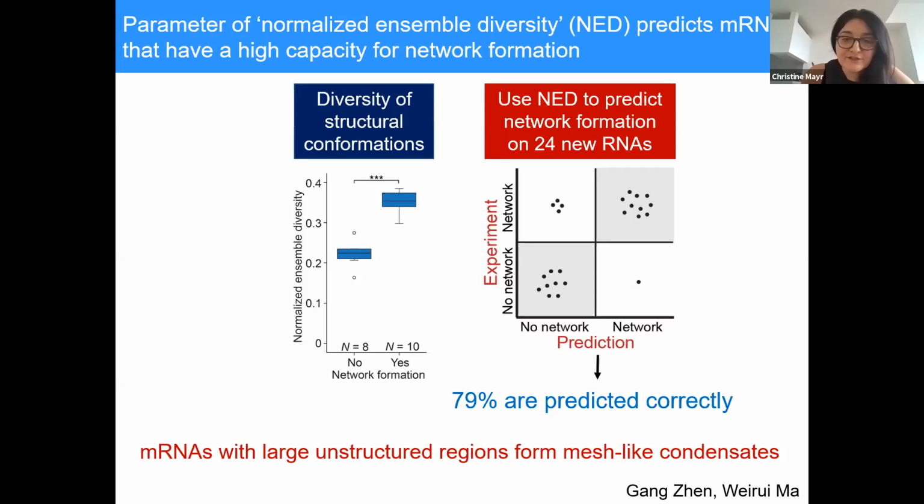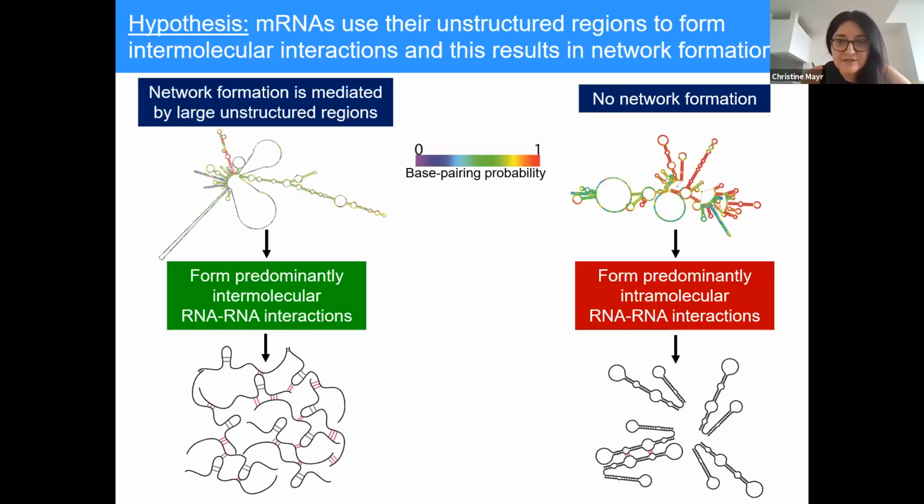But we still wanted to know how this all works. So we looked again at these structures. And we thought, okay, the red RNAs seem to form really strong intramolecular RNA-RNA interactions. And therefore we hypothesized that the unstructured RNAs might predominantly form intermolecular RNA-RNA interactions. And we wanted to test this.